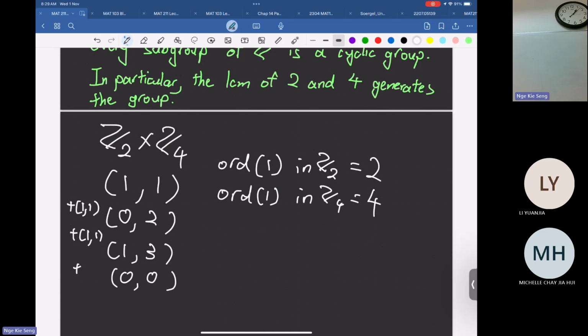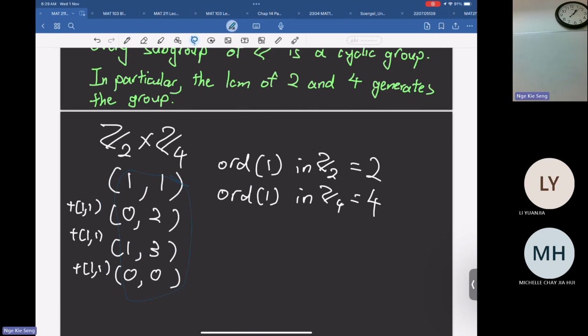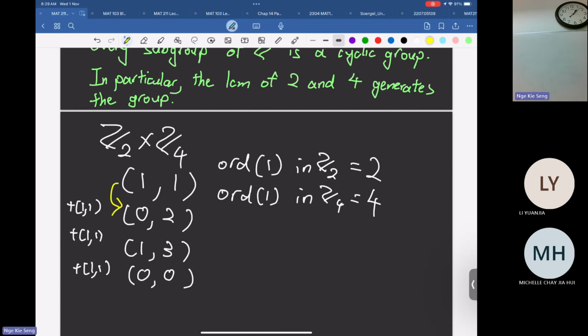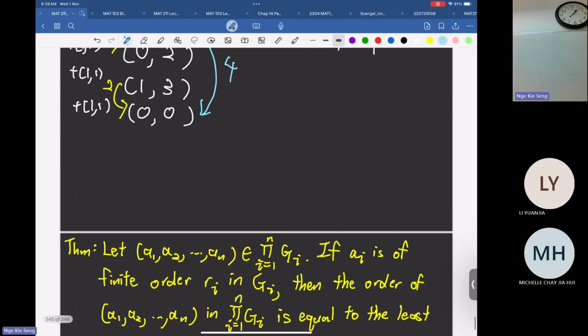So when do they go to 0 together? Let me draw here. On the first entry, it goes to 0 every second time, and on the second entry, it goes to 0 every fourth time. When do they go to 0 together? It's precisely the LCM of 2 and 4. So the least common multiple is the time when they go to 0 together.